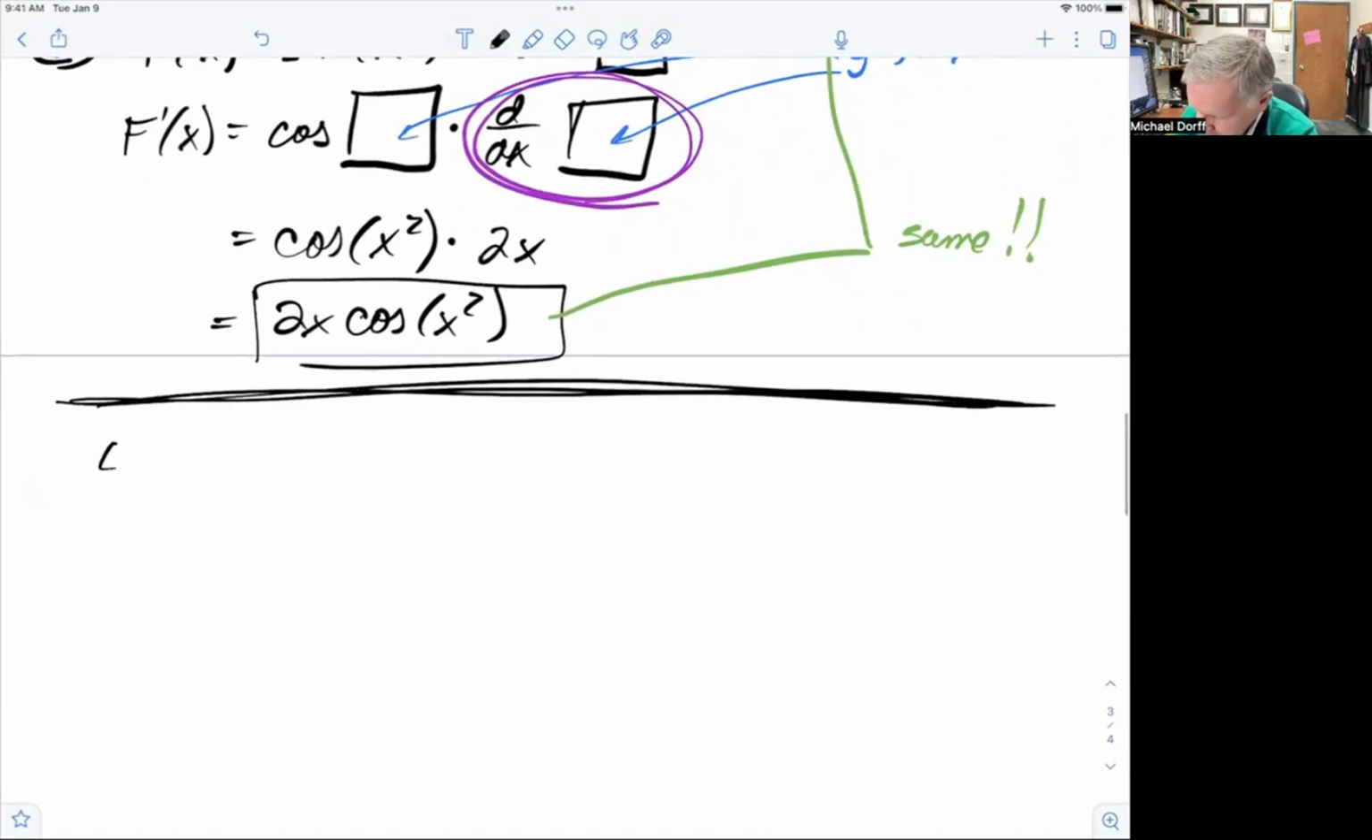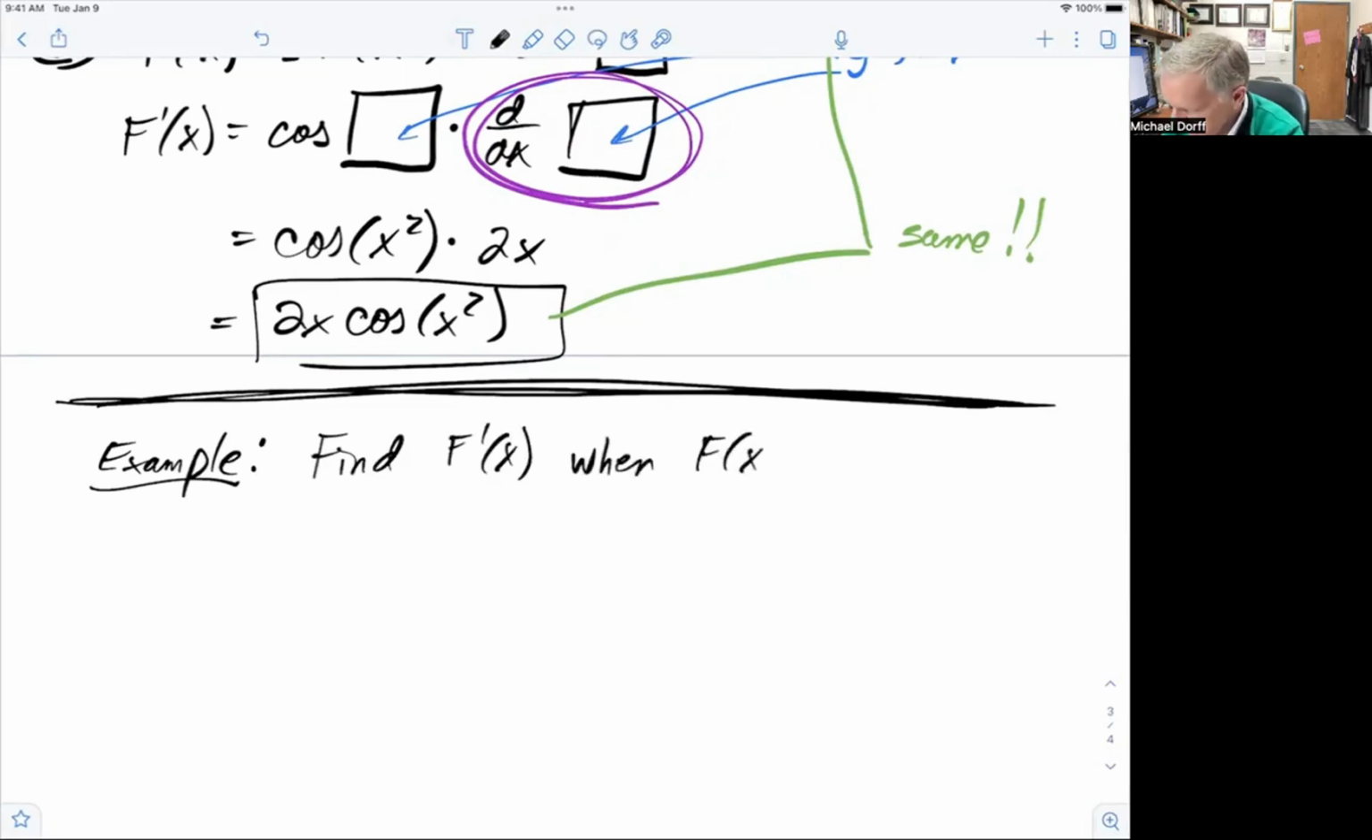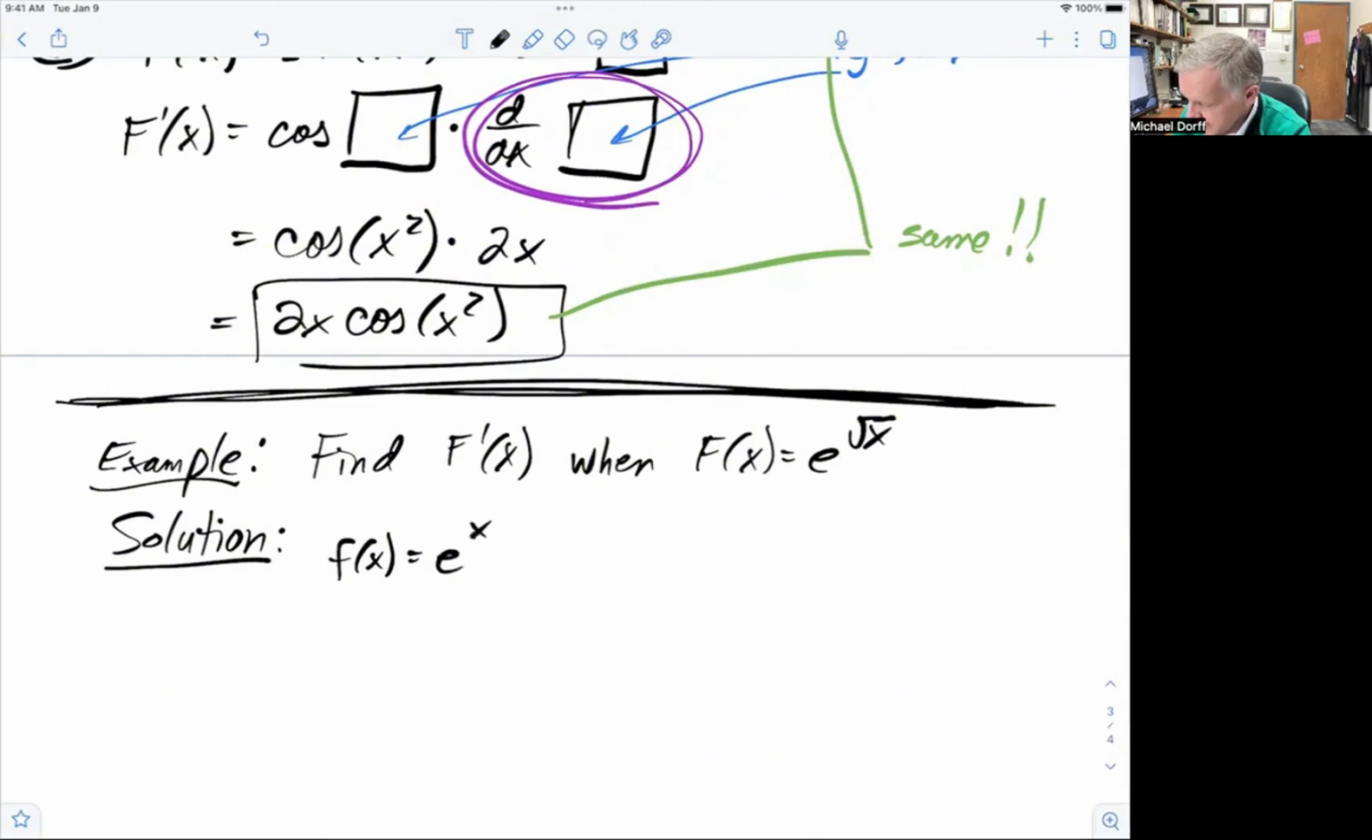All right, let's do a third example here. In this example, we're going to find the derivative of capital F, where capital F equals e to the square root of x. If you're not familiar with this type of approach, you should think about what your outer function is and what your inner function is. Little f, I'm going to call e to the x, and that's my outer function. And little g is going to be the square root of x, and that's my inner function.